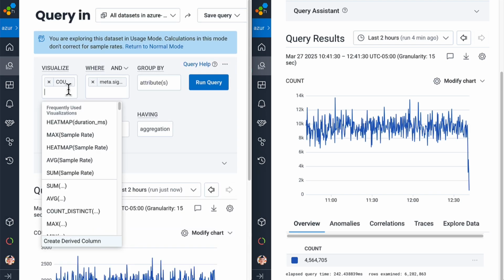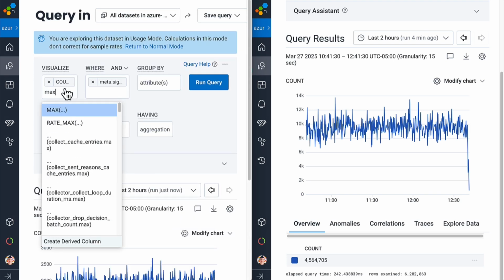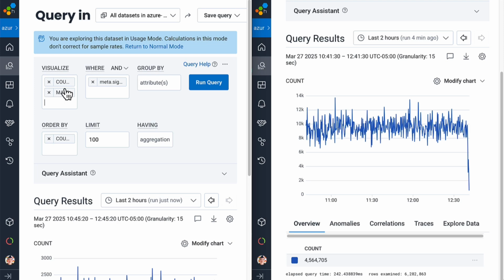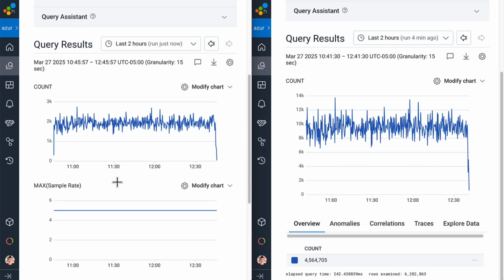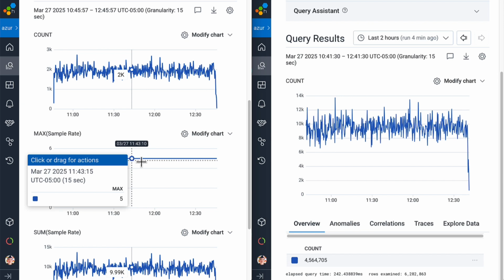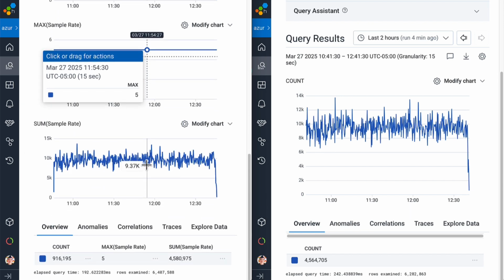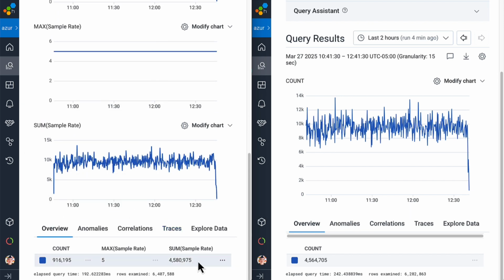How this happens is that Refinery is sampling. We can look at the sample rate and we can sum the sample rate. The events that we're saving generally represent about 5 events that happened, and the sum of the represented events matches the count. So you get to hear about everything that happened without saving all that duplicate information.